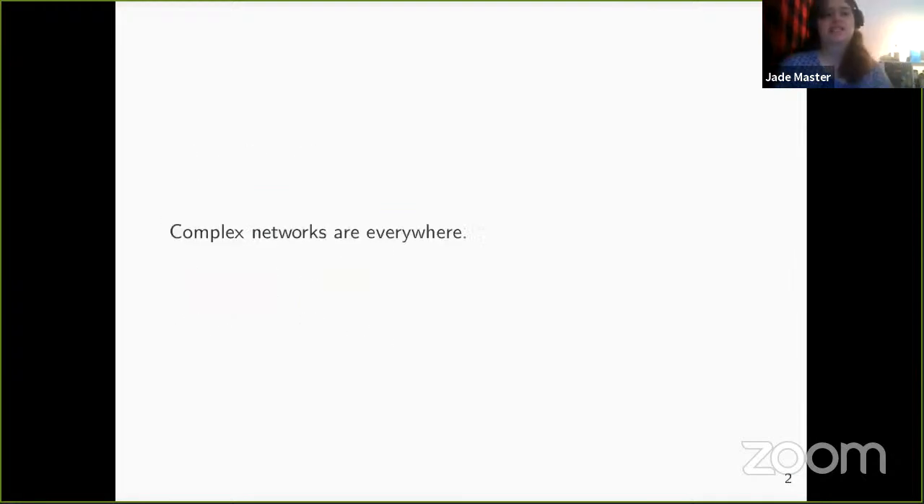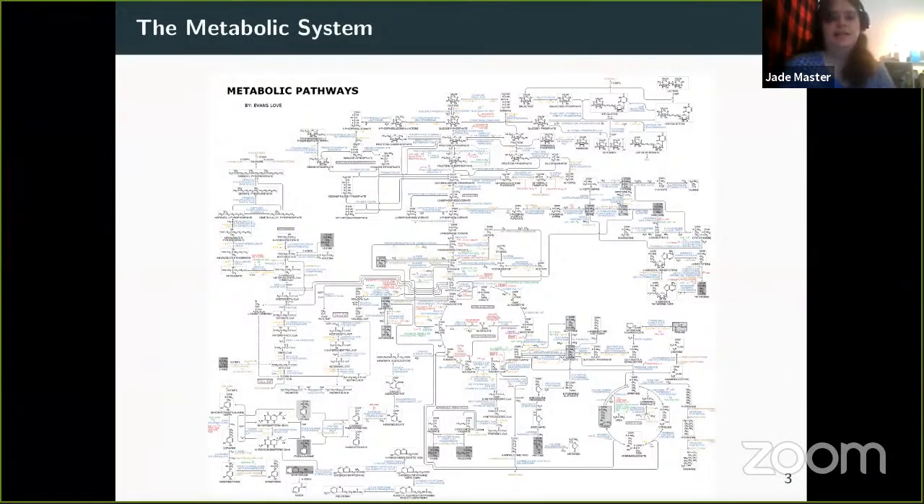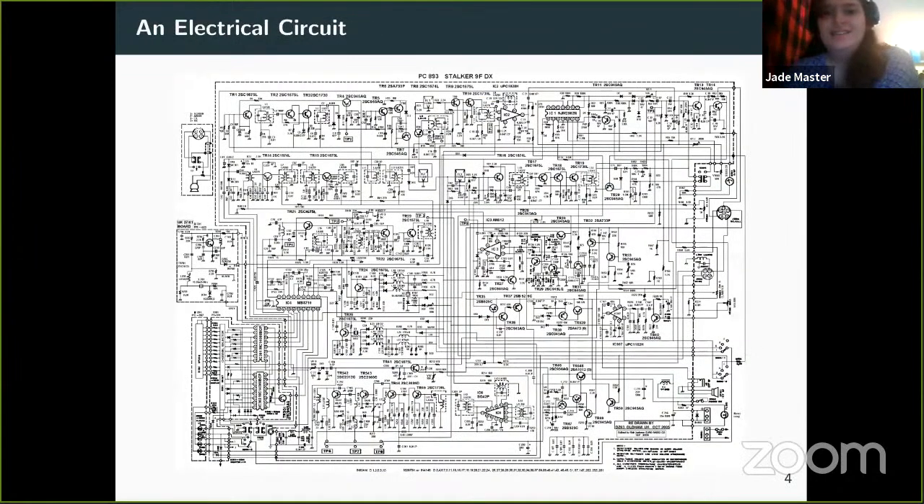So first, some motivation. Complex networks are everywhere, and they're a big problem that many mathematicians and scientists are interested in figuring out and analyzing and understanding. So here's an example of some metabolic pathways. This is one example of a complex network that we might want to understand. Here's a circuit, another circuit that we might want to understand.